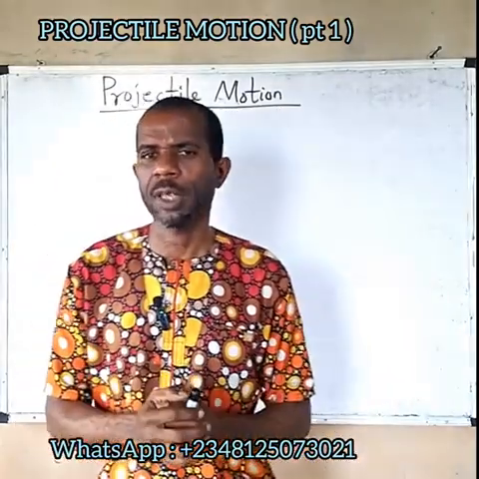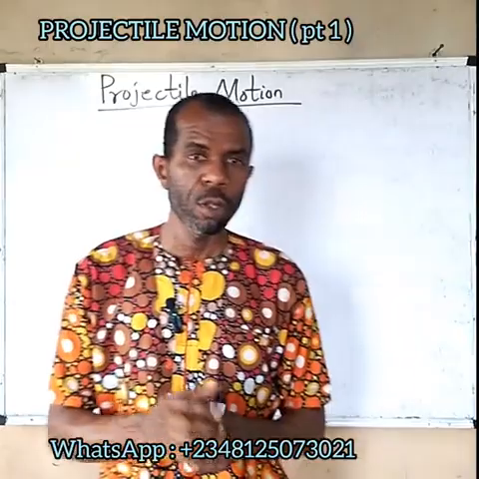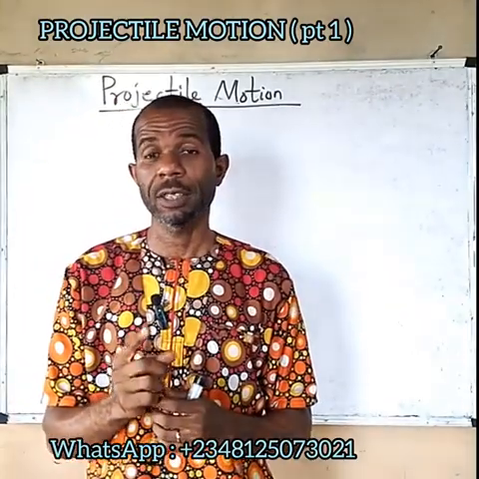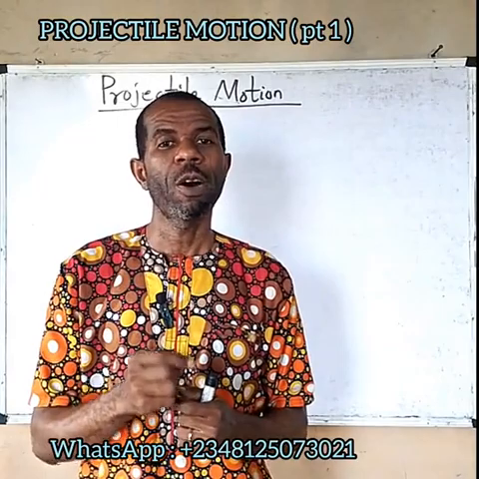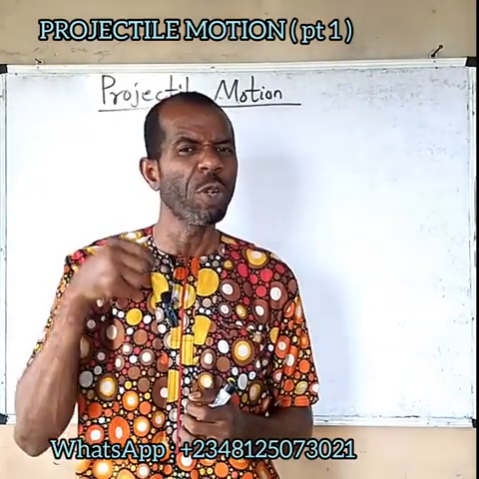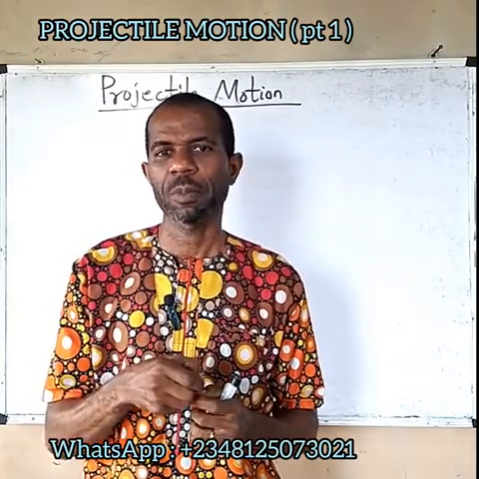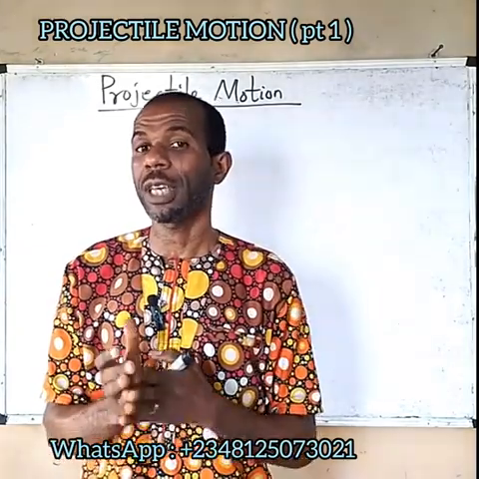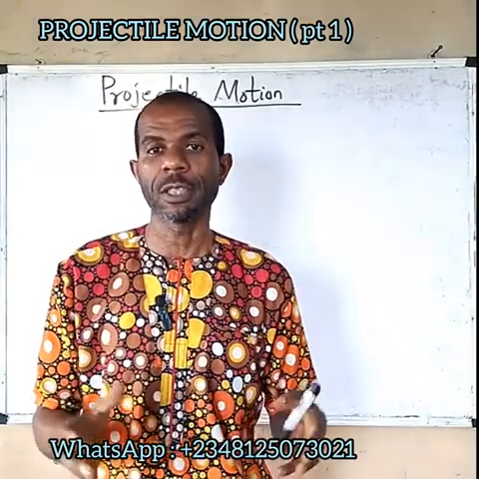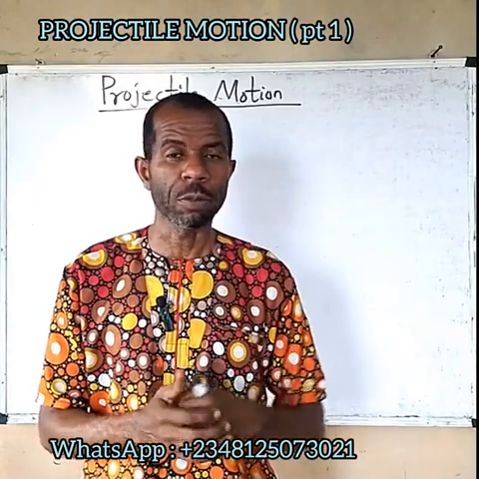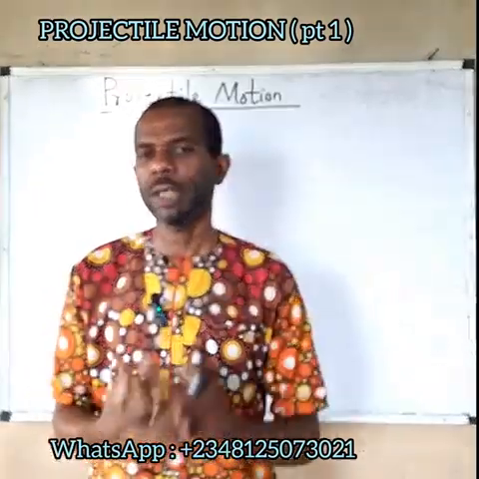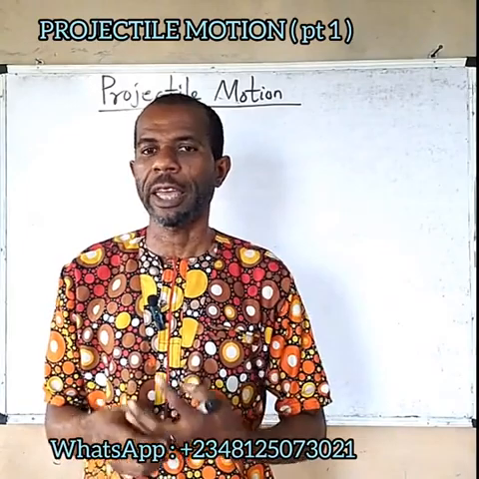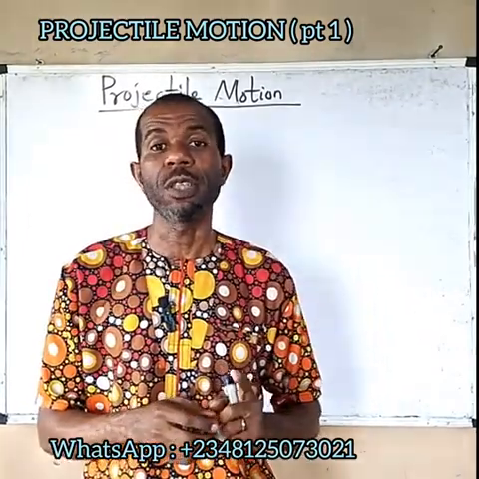Now, what is projectile? First of all, let's start with the word projectile. A projectile is an object thrown or projected into the air and allowed to move under the influence of gravity only. What does that mean? A projectile is an object thrown or launched or projected into the air and allowed to move freely under the influence of gravity alone. Now, projectile motion becomes the motion of an object projected into the air and allowed to fall under the influence of gravity alone.